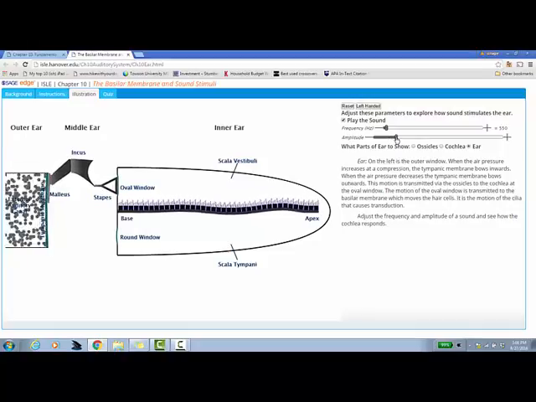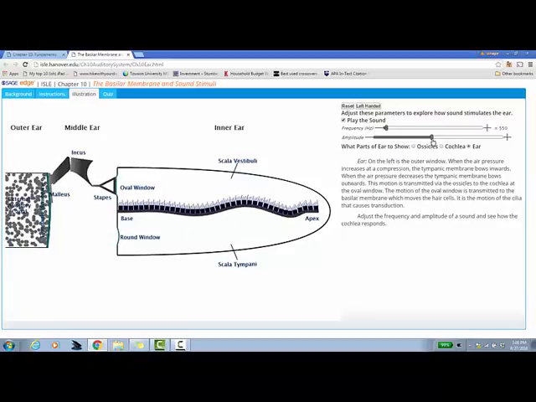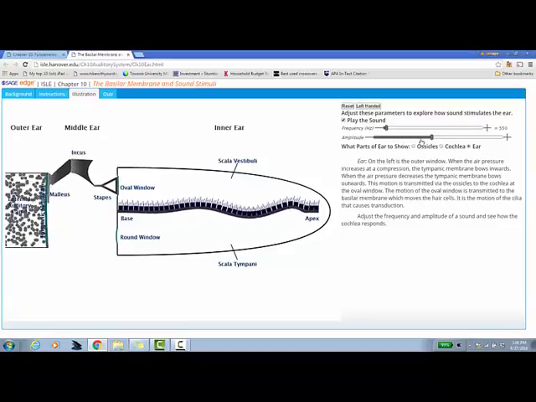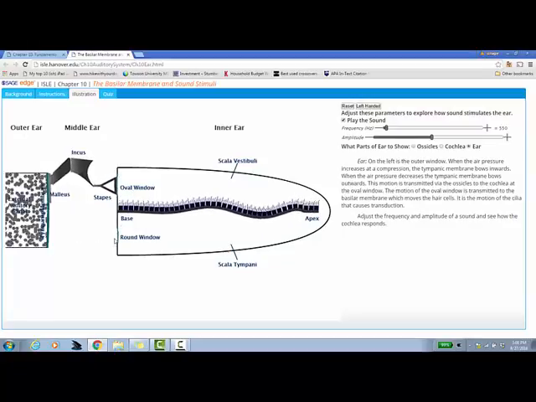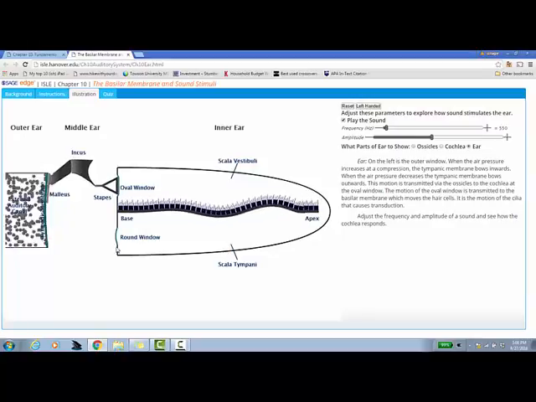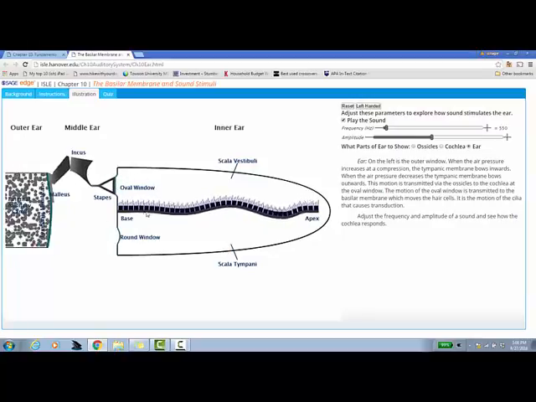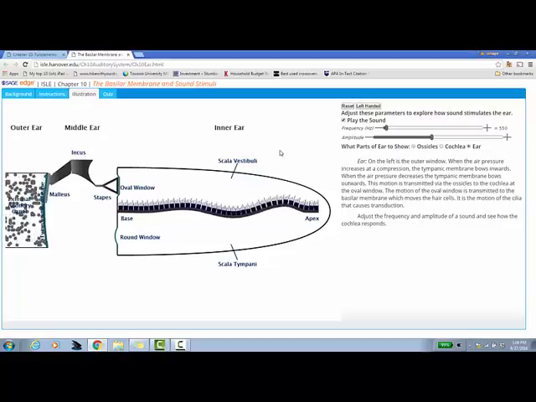So if we look over here, if we increase the amplitude of the sound, what we should see is that the movement gets larger. The wave gets larger, the ossicles are moving more, but the peak of the wave is going to be at roughly the same place. And you can see every time the stapes footplate pushes in, the round window bows out to give the fluid a little bit of room to displace and wave.